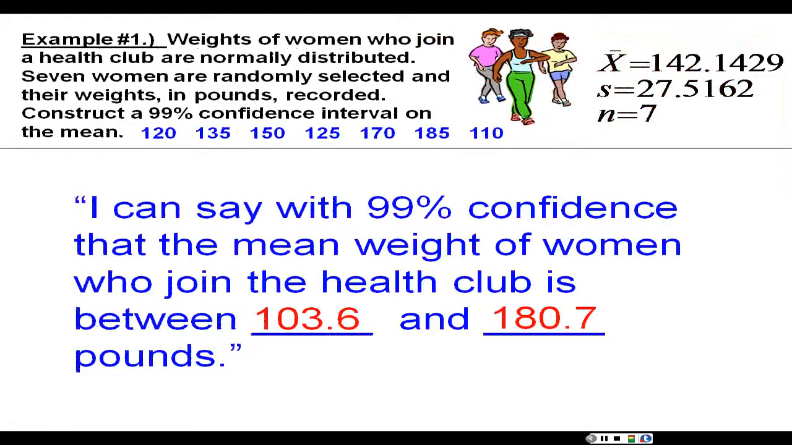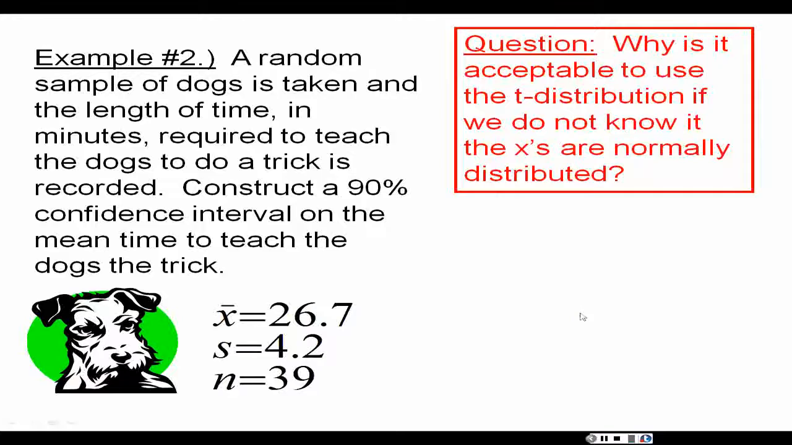Okay, so let's look at this one. A random sample of dogs is taken and the length of time in minutes required to teach the dogs to do a trick is recorded. Construct a 90% confidence interval on the mean time to teach the dog the trick.